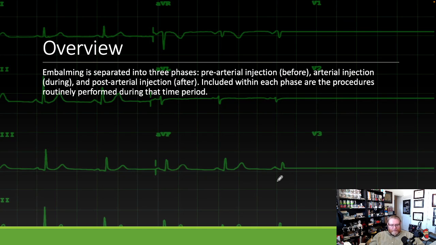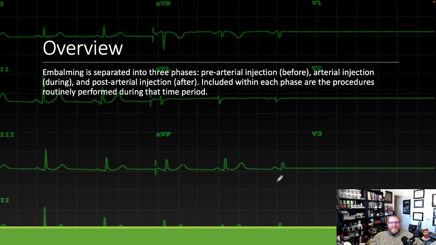Embalming is separated into three phases, which we've described before: the pre-arterial injection, the period of injection, and post-arterial injection. So the before, the during, and the after. Included within each phase are the procedures routinely performed during that time period.